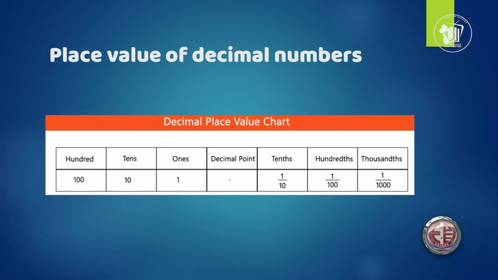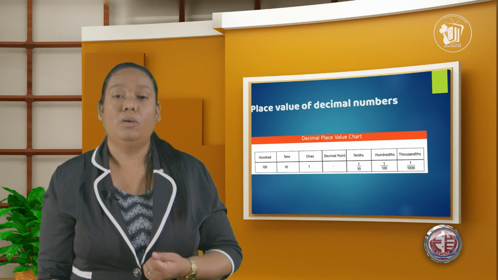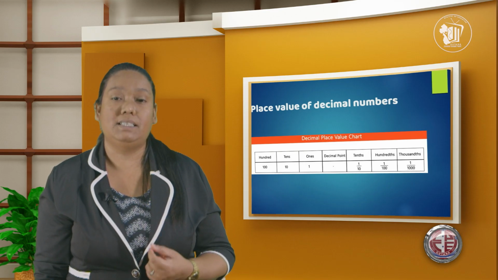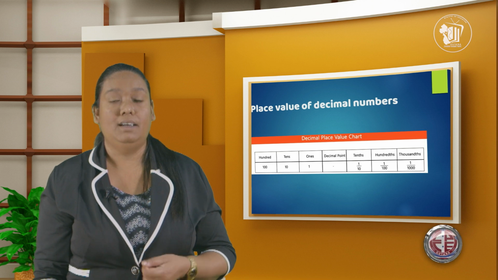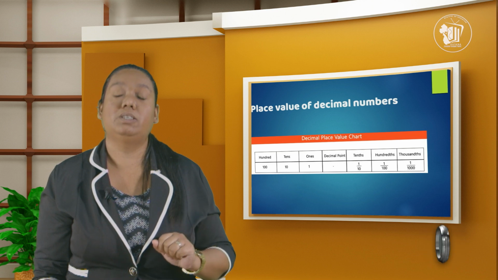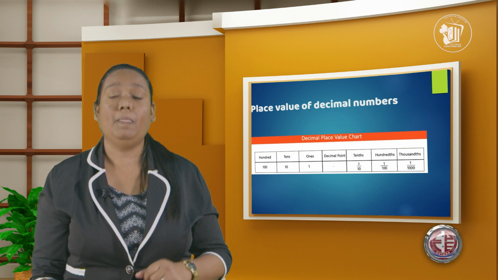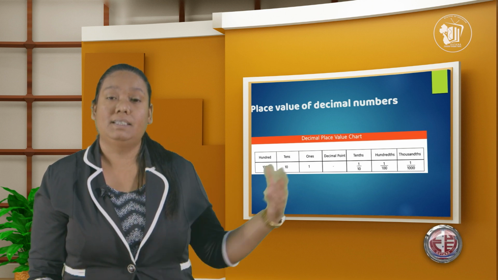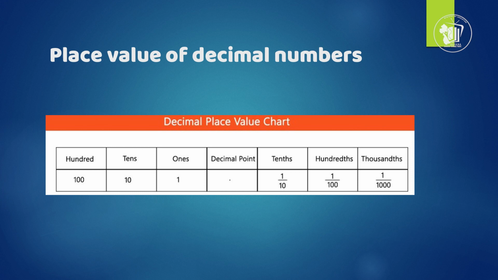Then we have the thousandths column. The thousandths simply mean one part in 1,000 equal parts. We can write this as 1 upon 1,000 or 0.001. The thousandths column is always three places to the right of the decimal. And we can keep on going to 10,000, 100,000, millions place, and so on.